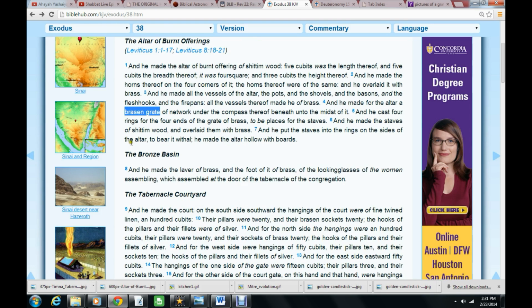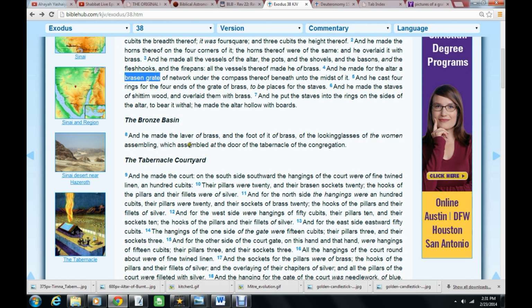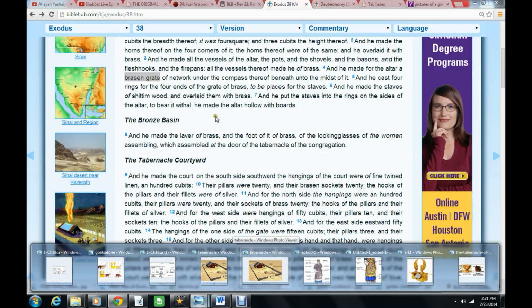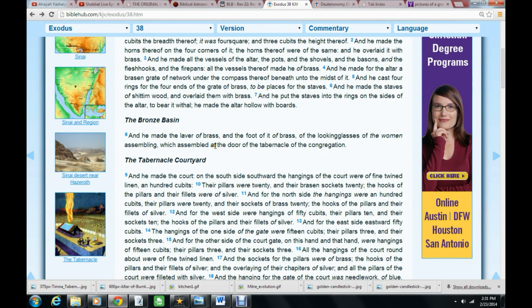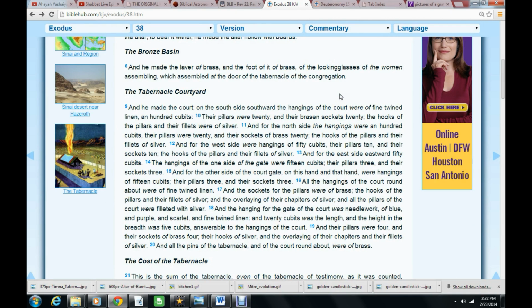The bronze basin. And he made the laver of brass, and the foot of it of brass, of the looking glasses of the women assembling, which assembled at the door of the tabernacle of the congregation. So he made the laver of brass. The laver is where the water is supposed to be going in. Let me make sure that I'm right. Yup, that's where the water is supposed to be going in before you come into the congregation. You gotta clean your feet, everyone. And you have to partake in the ritual, or you can't be near, because it could kill you.